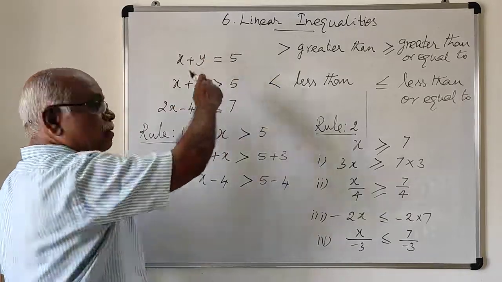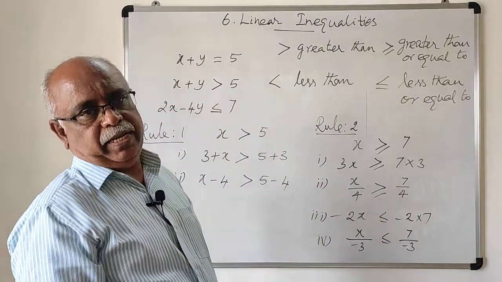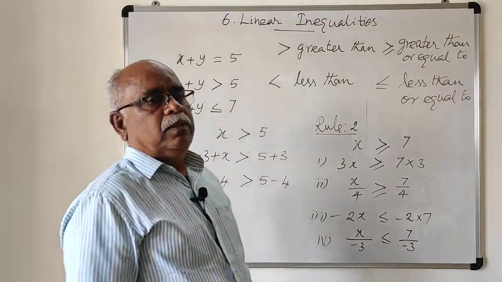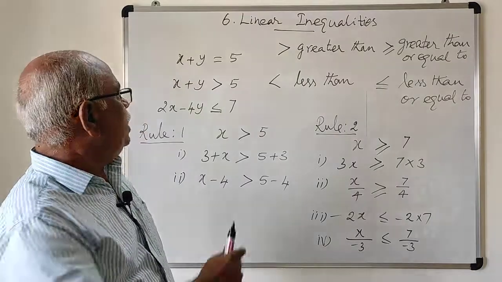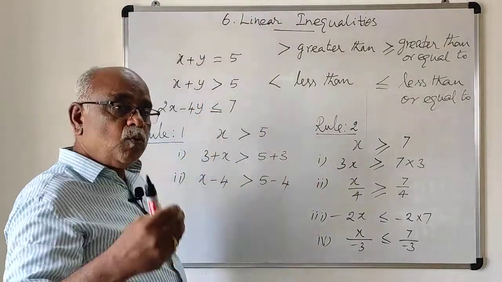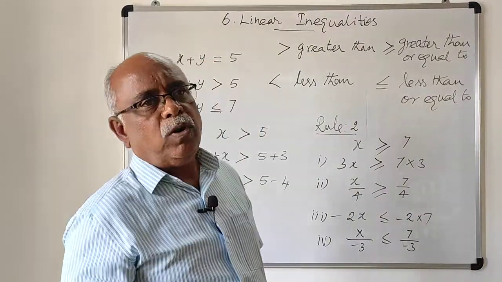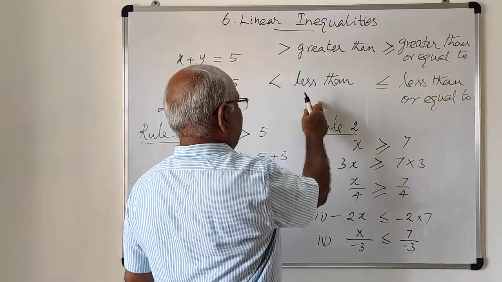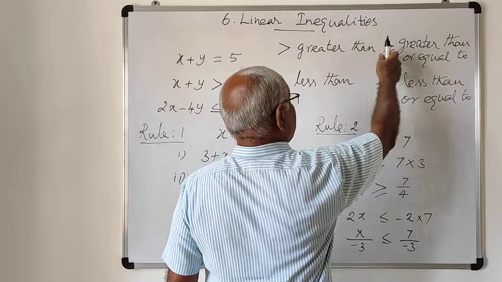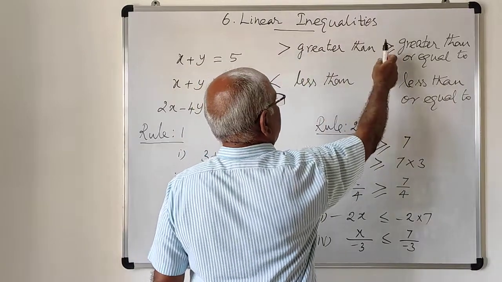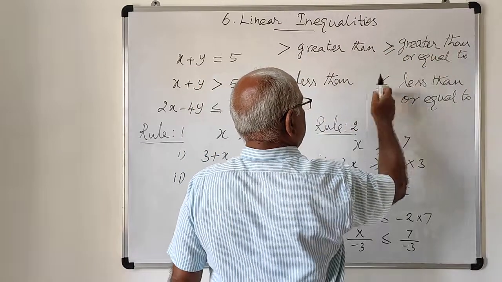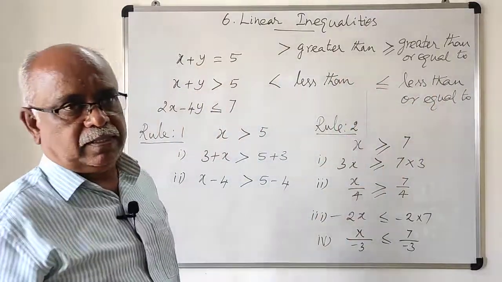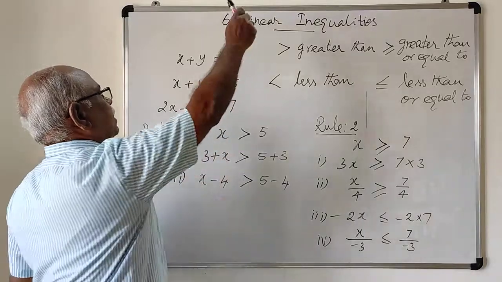If this equation can be replaced by an inequality, then it is called a linear inequality. So linear inequality means equality can be replaced by some inequality symbols. What are the inequality symbols? See, this symbol is greater than, this is less than, this is greater than or equal to. If you put an equal here, it is greater than or equal to, and this is less than or equal to. These are the 4 inequality symbols we are going to use in this chapter, Linear Inequalities.